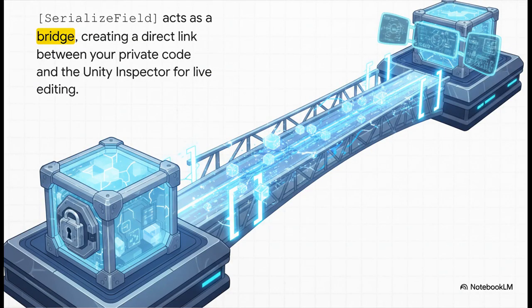Serialize Field acts like a secure bridge. It connects a variable that's normally hidden away and protected inside your script, and it exposes it directly in the inspector. This means you can see it, and more importantly, you can change its value without ever touching your code editor or waiting for a recompile. It is the absolute best of both worlds. You get to maintain good, safe, private code, but you also get the easy, user-friendly control of the inspector.